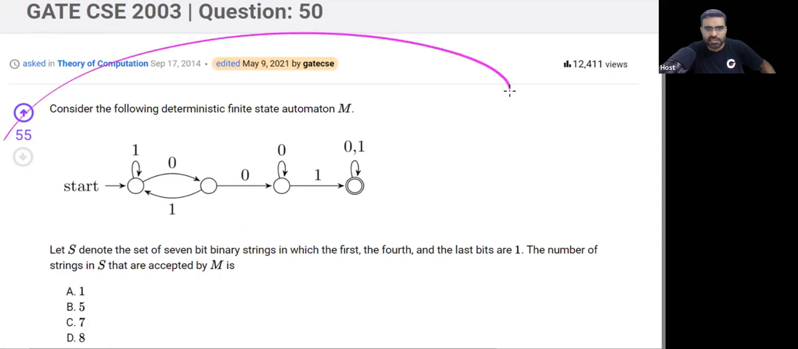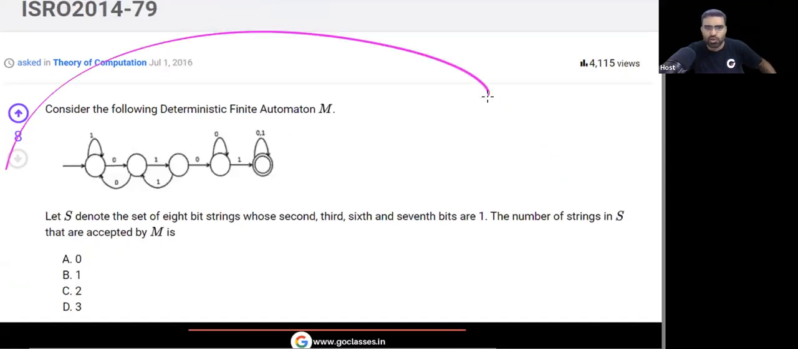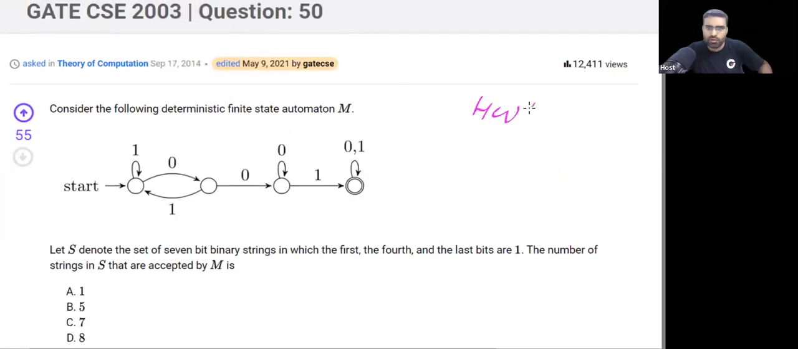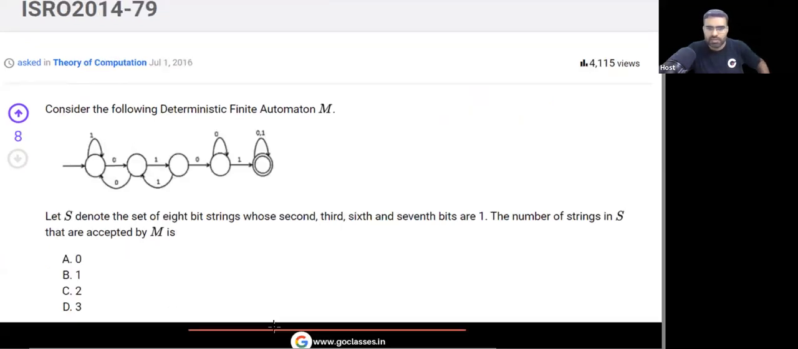So this GATE question I give you as homework. You can try this, but I will discuss the ISRO question. Is this point clear? So this GATE question I will give you as homework. You can try this question yourself. Okay. But let's discuss this ISRO question. So this ISRO question is quite interesting. So let's see what the question is asking.